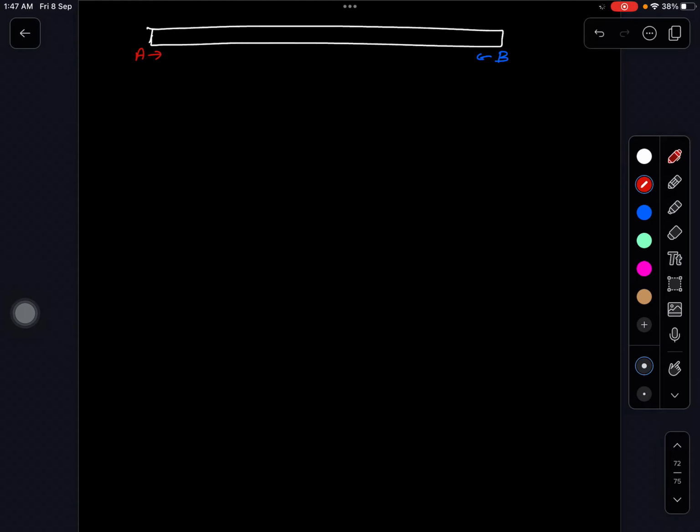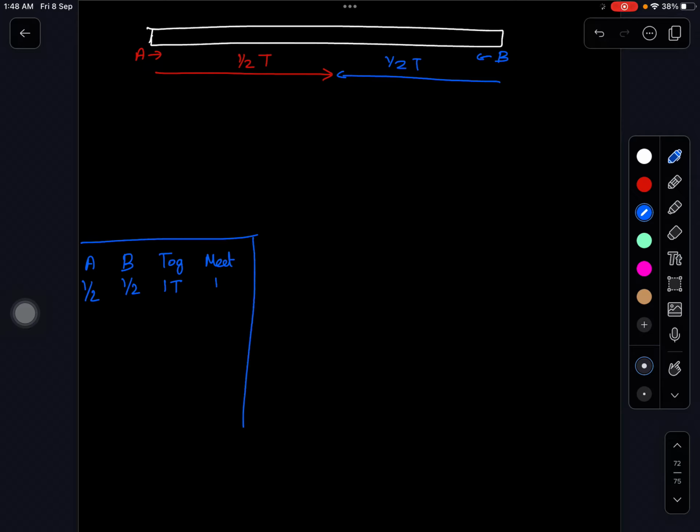Now, what happens until the first meeting? A covers half the track length and B covers half the track length, and therefore one meeting happens. So the first meeting is relatively easy. A has covered half the track length, B has covered half the track length. Together they have covered one track length, and therefore meeting number 1 has happened. This point is simple. Now the variation occurs from the second meeting.